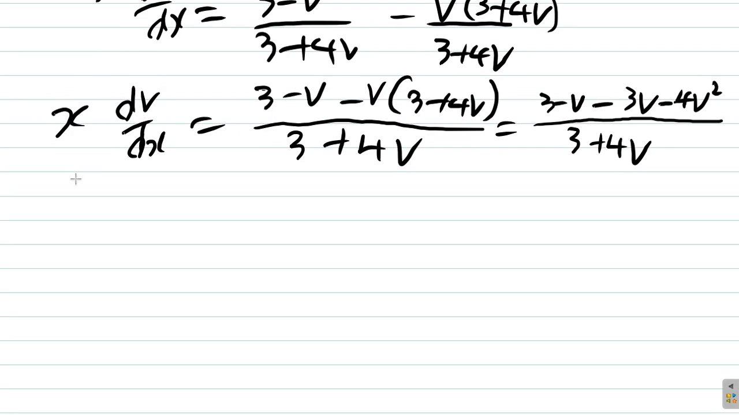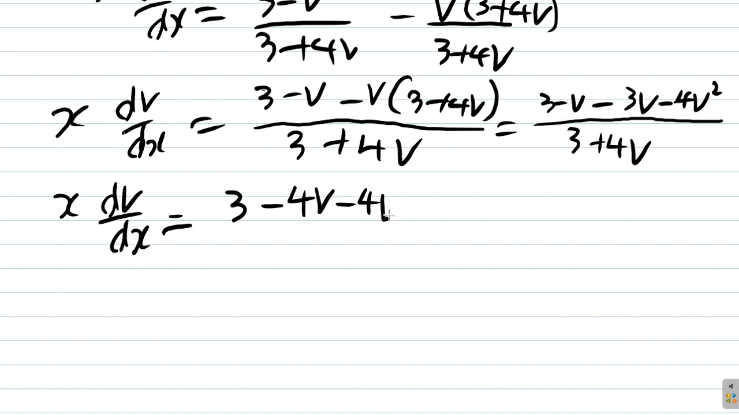Alright, so we have x dv by dx equals, up top here we have 3. We have negative v minus 3v, which is minus 4v, minus 4v squared, over 3 plus 4v. Alright, so we have a lot of v's and so on up here.